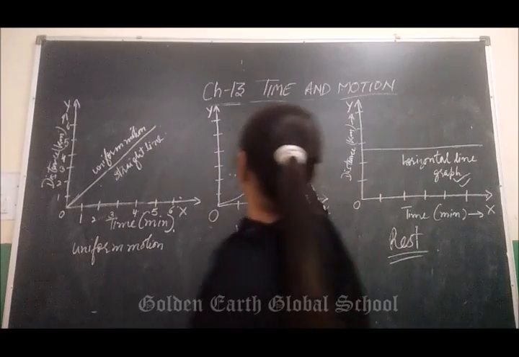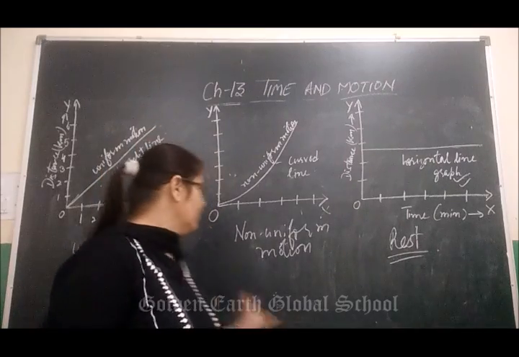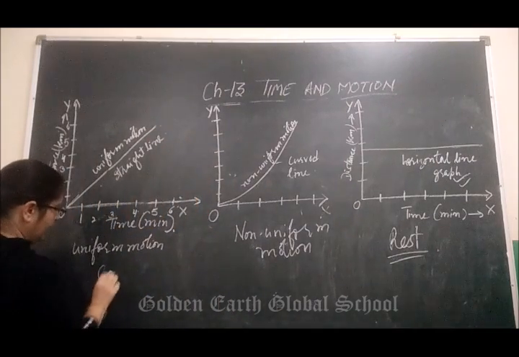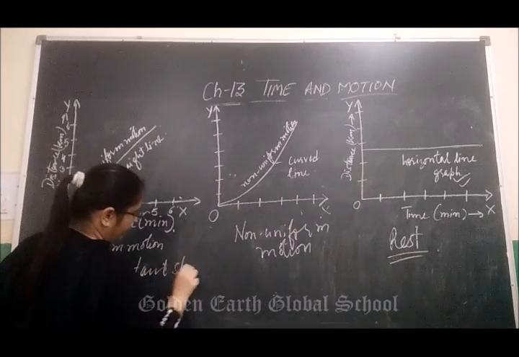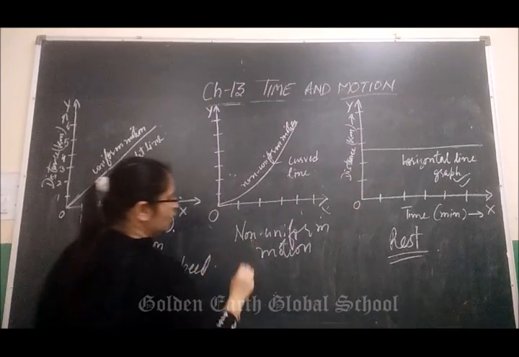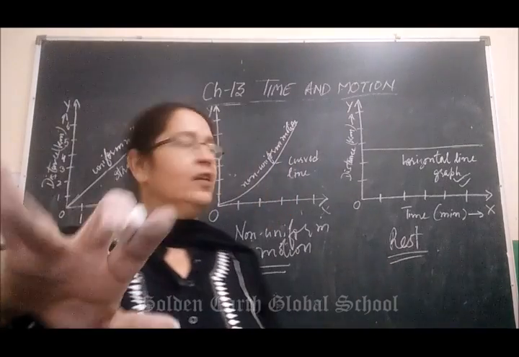With the distance-time graph, we can know what type of motion the object is having. It means it is having constant speed, or the speed is varying, or the object is at resting position.